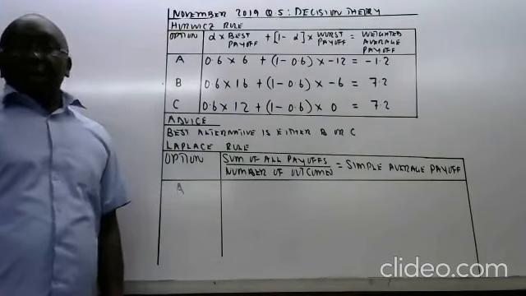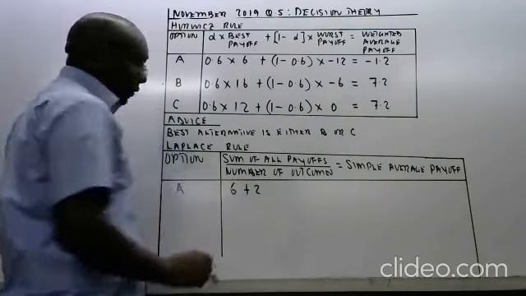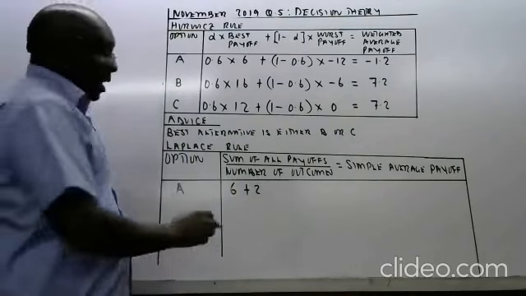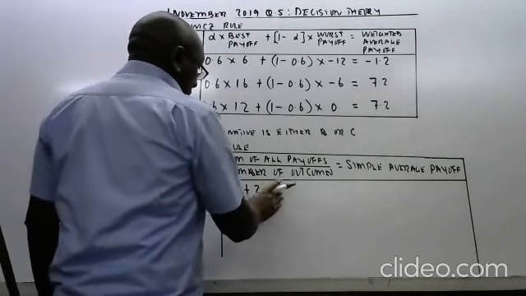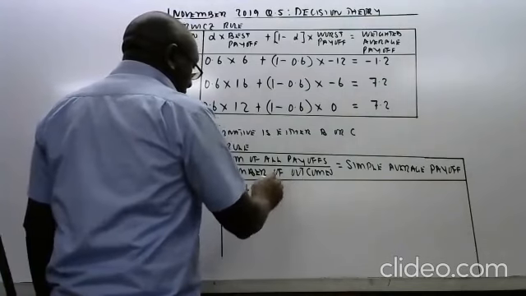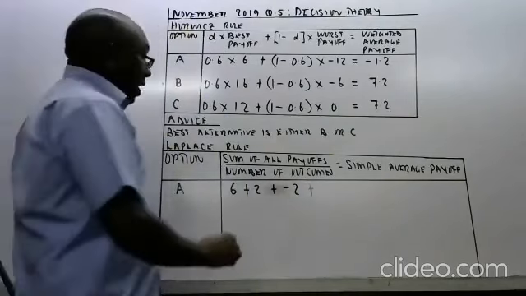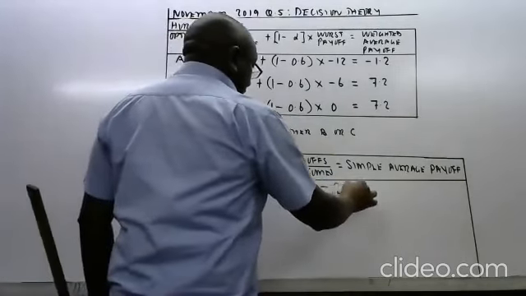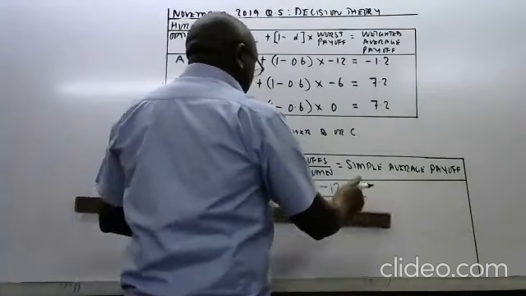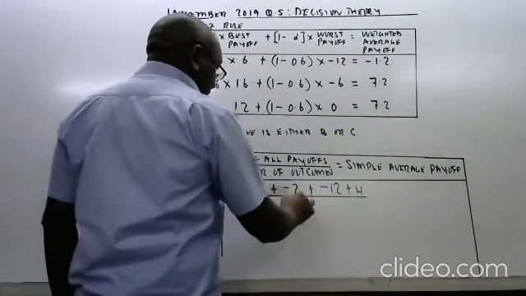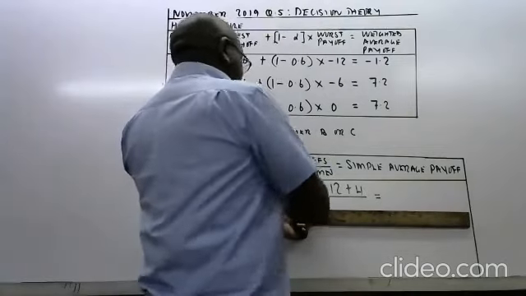So for option A, you will take 6 plus 2 minus 2, let me put it this way, plus minus 2, plus minus 12, plus 4. All this you divide by the outcomes: 1, 2, 3, 4, 5. So you divide by 5.